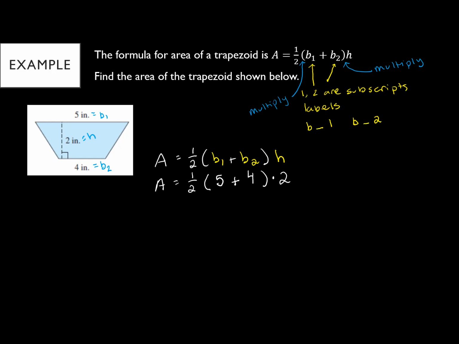Now, to simplify this, we need to follow the order of operations. Our acronym for that is PEMDAS. The first thing that you do is the things in parentheses. So that means I need to do the 5 plus 4 before I do anything else, because that's the order of operations. So I've got A equals 1/2, and then 5 plus 4 is 9. So I've got 1/2 times 9, and then times 2.